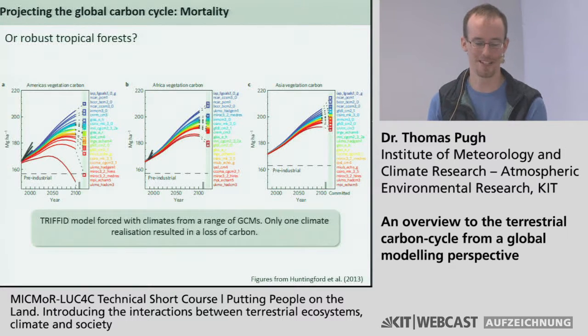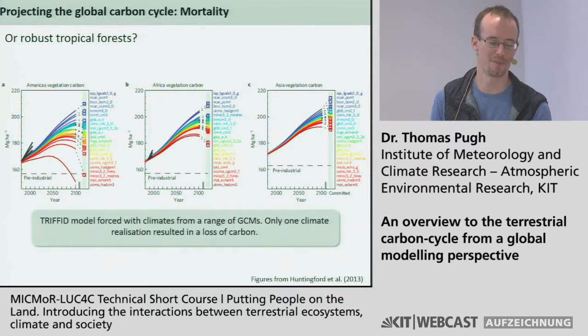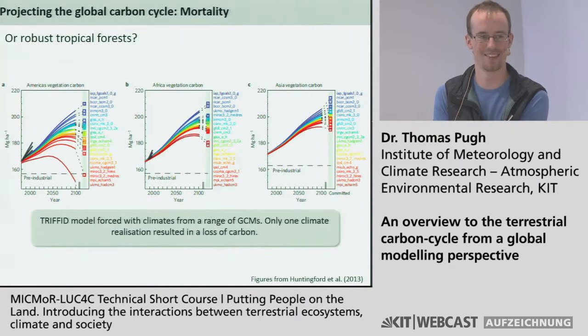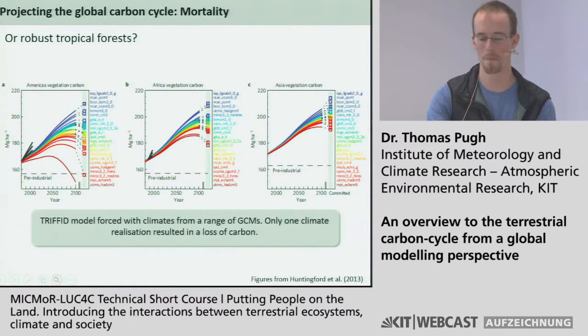And the other side of the story, there was a paper a couple of years ago by Chris Huntingford, also working with the guys at the Met Office. They ran the Met Office dynamic vegetation model, but this time ran it with a whole range of different climate inputs. And they found that nearly every single model that they drove it with resulted in an increase in vegetation in the tropics, apart from their own in-house UK Met Office model, which showed a decrease. And so the outcome of this paper was they suggested that actually the tropical forests are pretty robust to changes in climate.